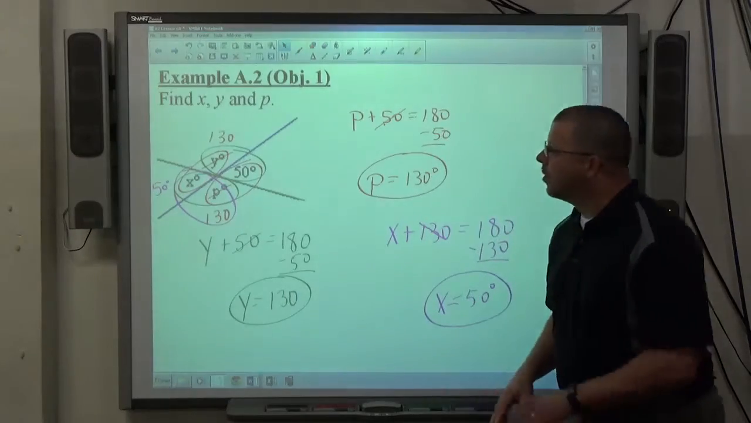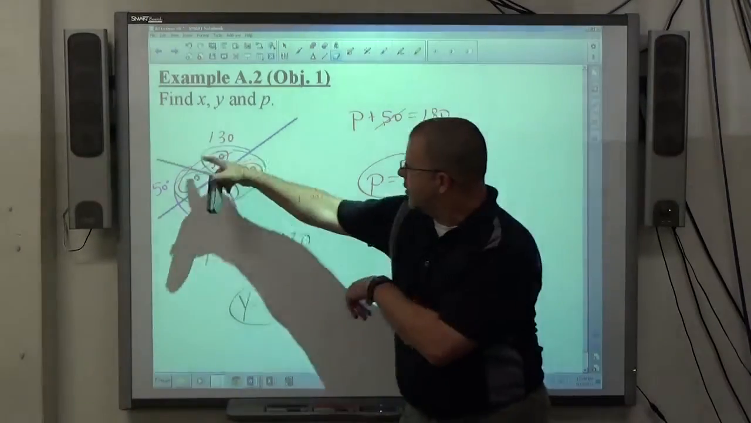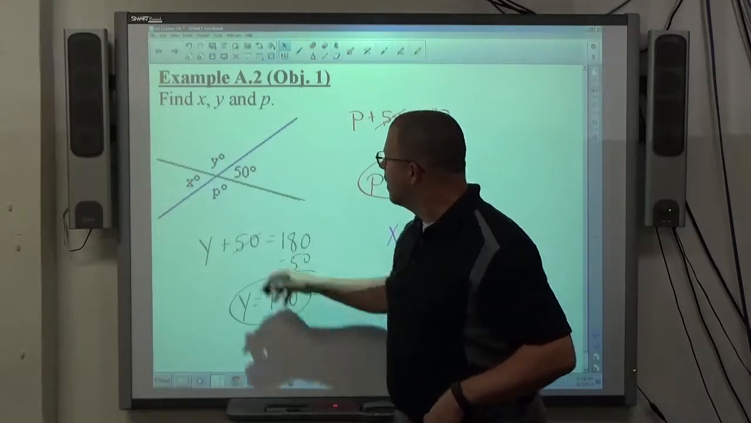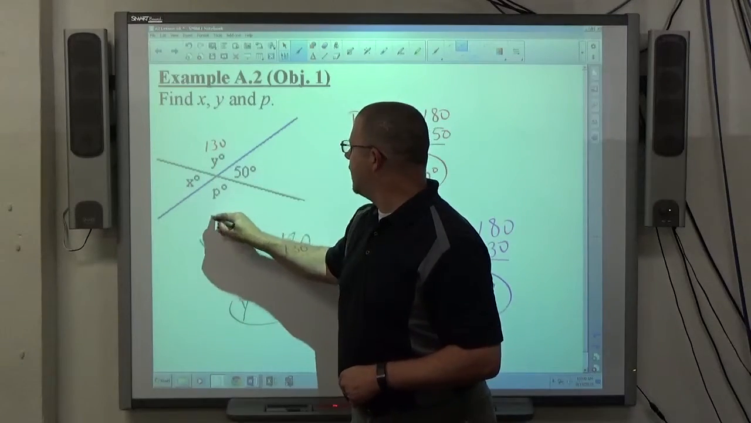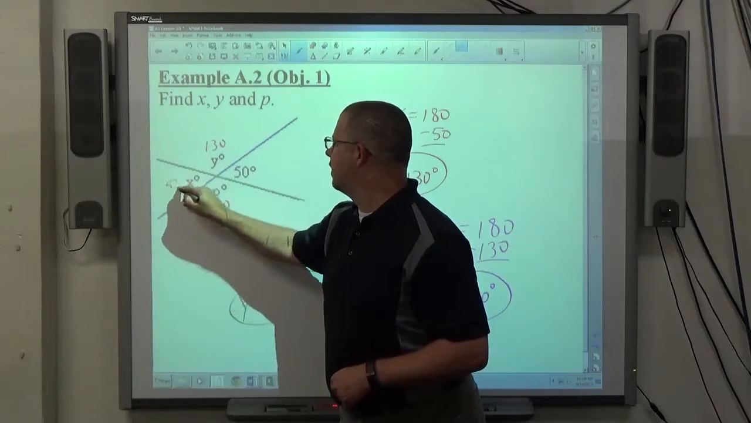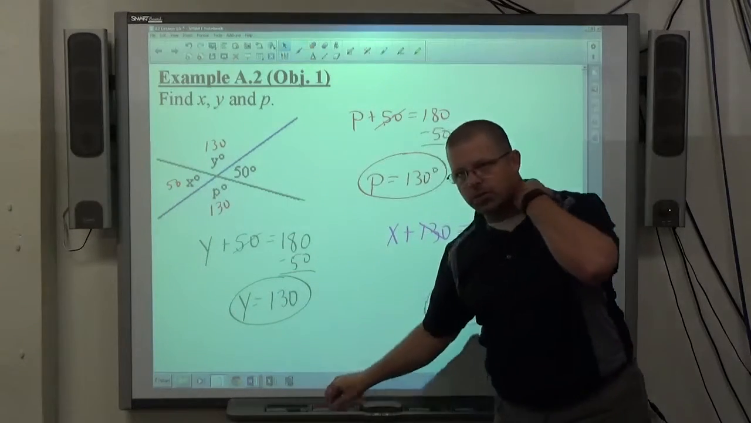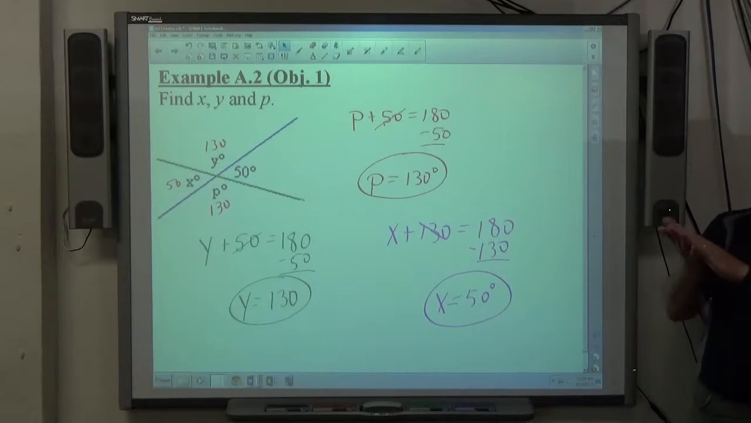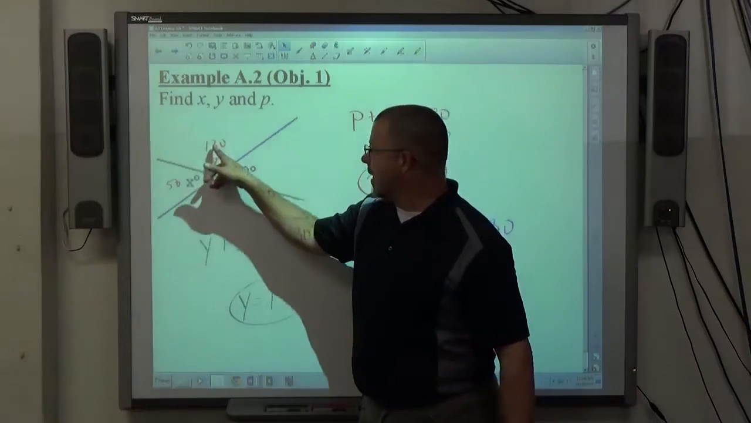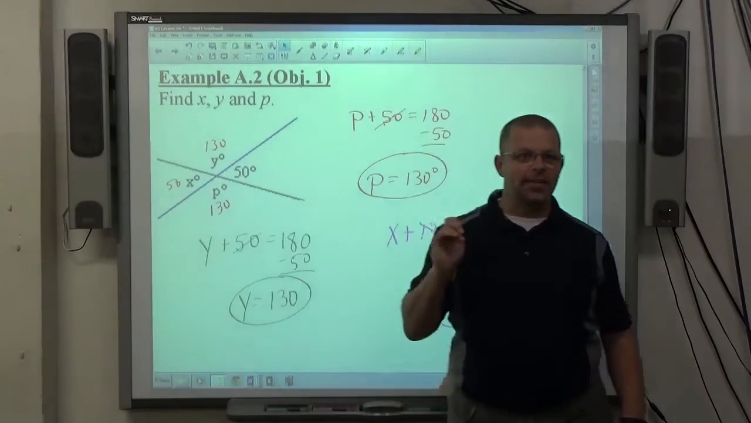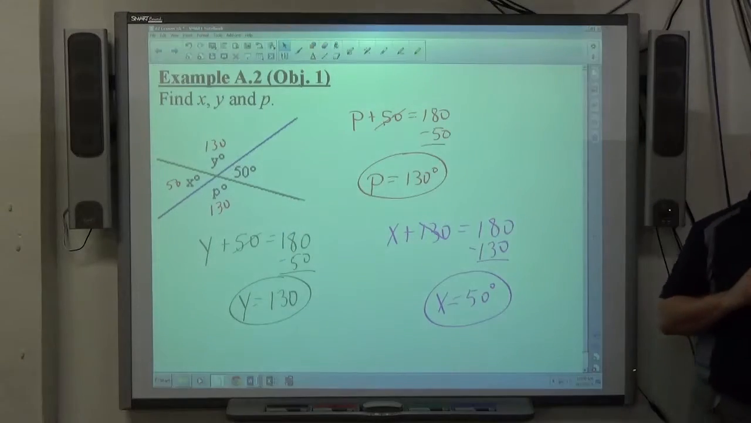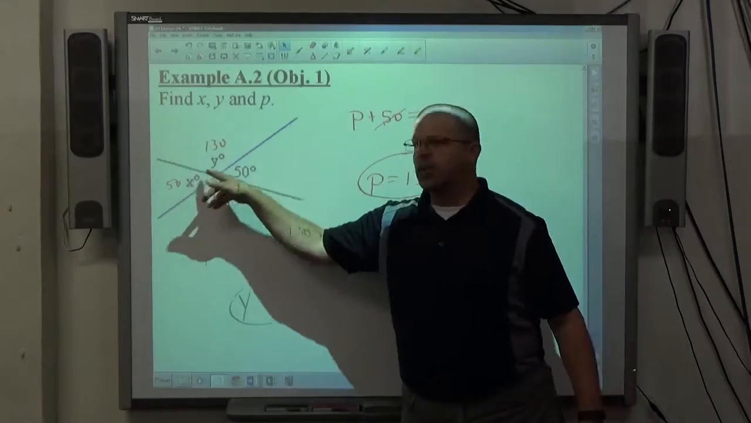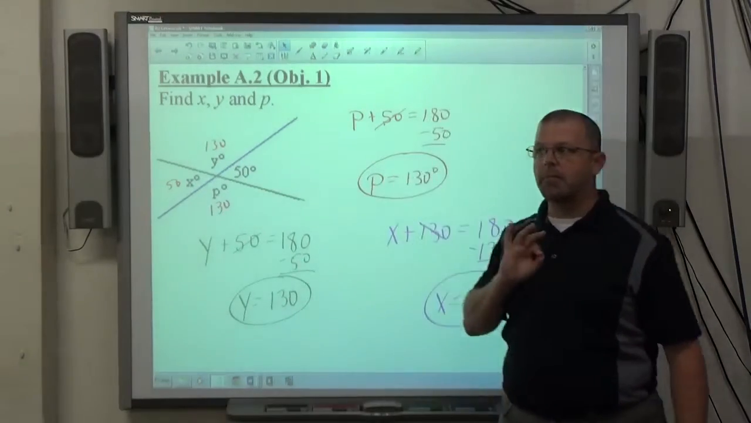All right. So, real quick, I'm going to erase all this mess here and just draw some numbers. We figured out y is 130, p is 130, x is 50. What do you notice about those numbers? They're across from each other. Across from each other are the same, right? That's 50, so is that. That's 130, so is that. That is a geometric property. It's called vertical angles are equal. And vertical angles are just angles that are across each other at an intersection. All right, keep that in mind.